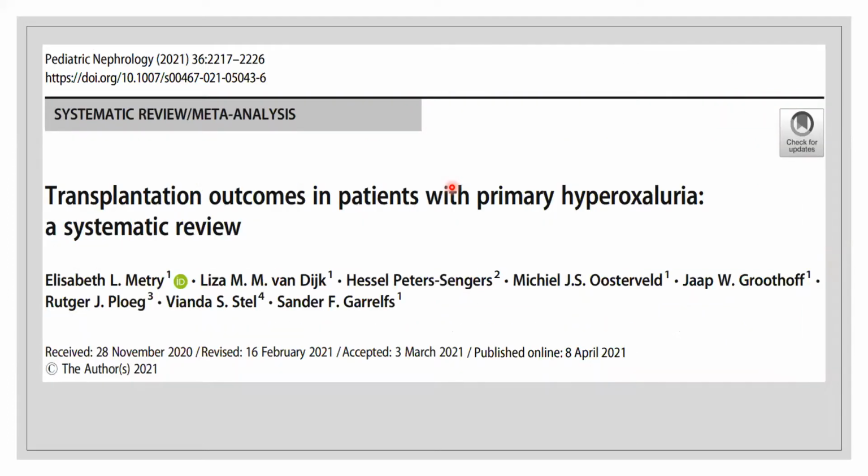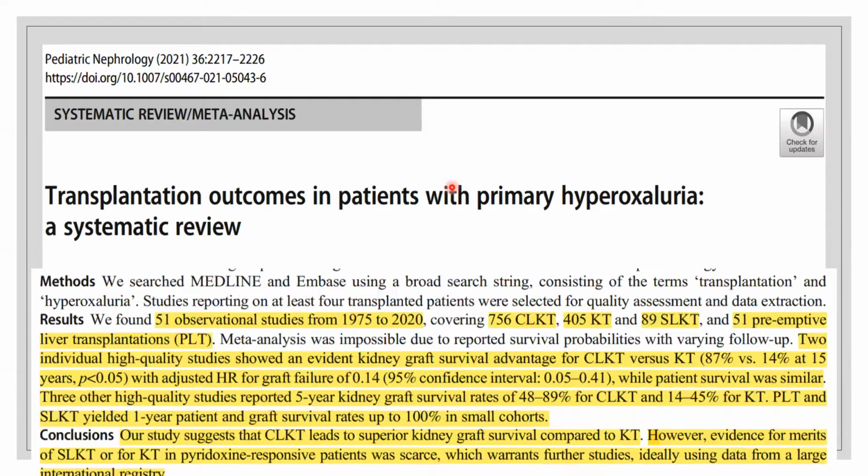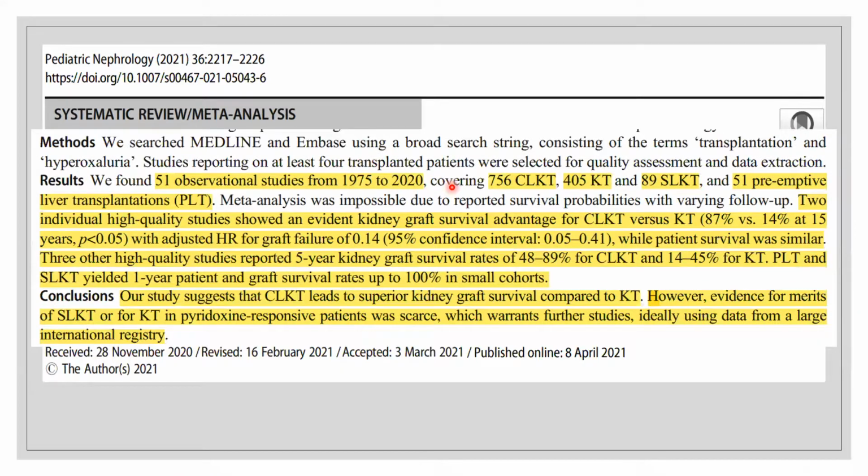This is a systematic review published in Pediatric Nephrology Journal 2021, where they have studied 51 observational studies from 1975 to 2020, covering 756 combined liver kidney transplants, 405 kidney transplants alone, 89 sequential liver kidney transplants, and 51 preemptive liver transplants. And they have concluded that combined liver kidney transplant leads to a superior kidney graft survival compared to kidney transplant alone. However, evidence for merits of sequential liver kidney transplant or just kidney transplant in pyridoxine hydrochloride responsive patients was scarce.